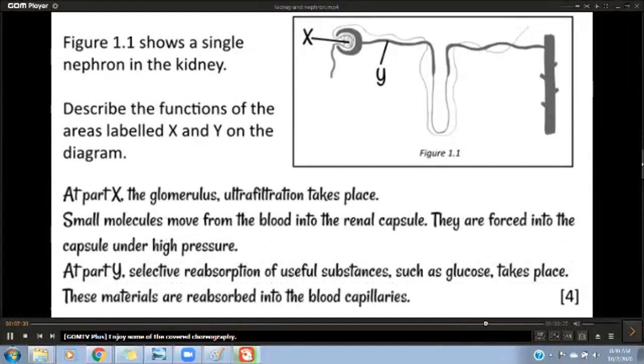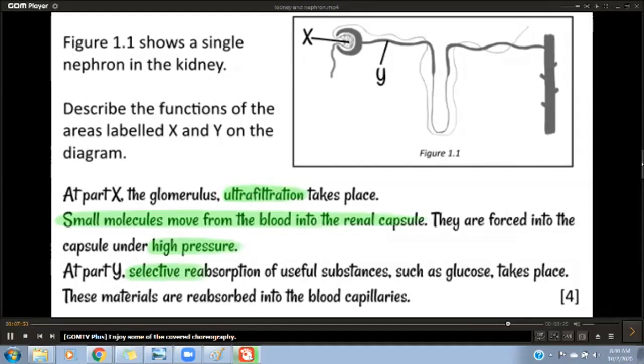At part X, the glomerulus, ultrafiltration takes place. Always name the processes. That's one of those kind of obvious points that people sometimes miss. Small molecules move from the blood into the renal capsule, so it's the direction of the movement and what is moving. They are forced into the capsule under high pressure. That concept of high pressure is quite important to how this process carries on.